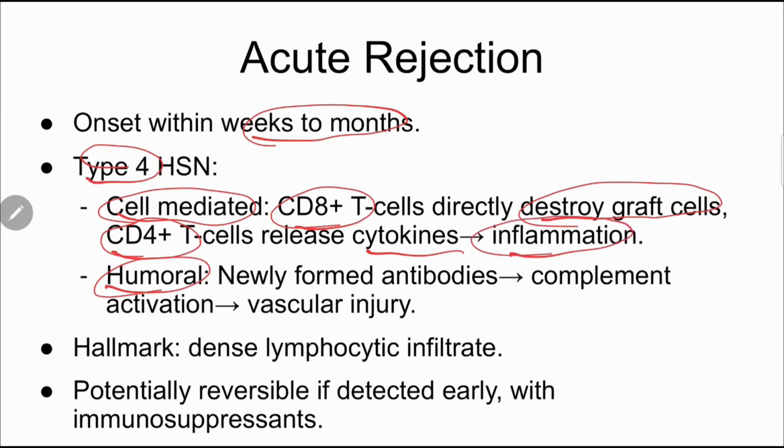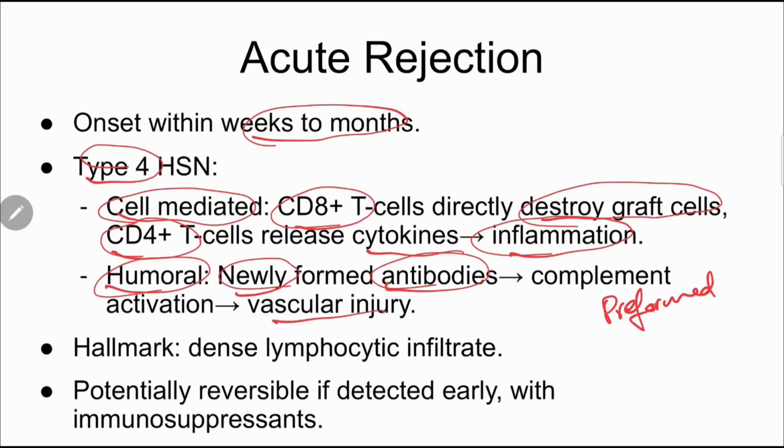Next, we have humoral immunity, right? So you get formation of new antibodies, right? Now, this is different from hyperacute. In hyperacute, you have pre-formed antibodies. So they are already formed, right? But in acute rejection, you get newly formed antibodies, right? So make sure you know that difference. And again, if you have antibody formation, that leads to complement activation and essentially vascular injury.